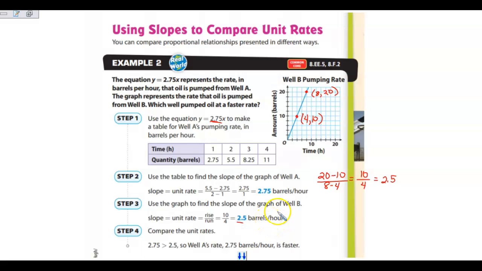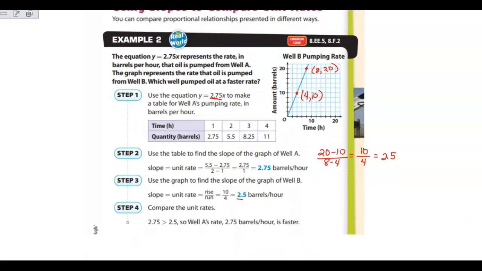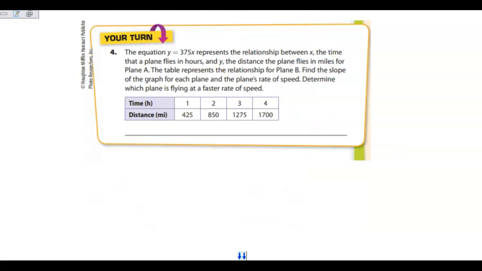Now, when I'm trying to find out which one's faster, am I looking for a larger number or a smaller number? Okay, if you said larger, that is correct. So because 2.75 is larger than 2.5, so 2.75 is greater than 2.5, well A is at a faster rate than well B.